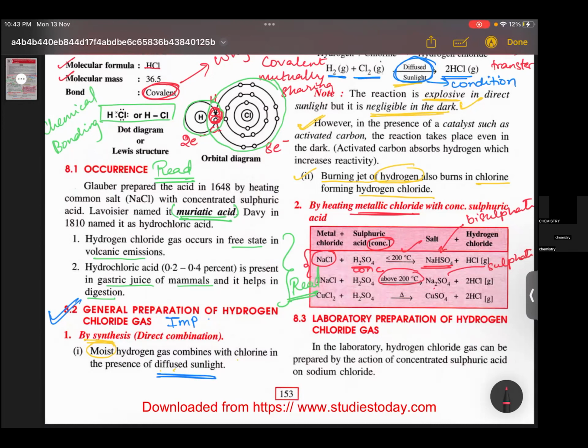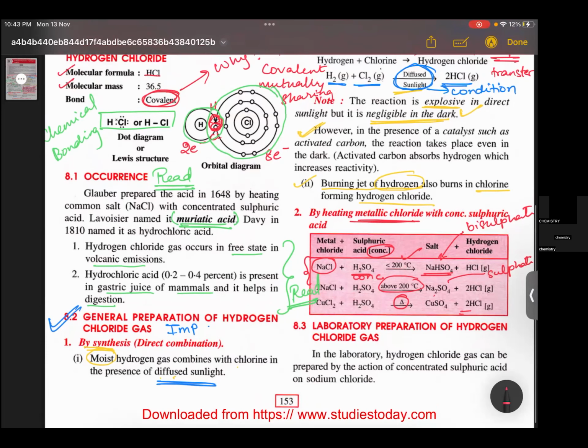If it's above 200, you get a sulfate. The next equation is with copper chloride. So copper chloride with hydrogen, with sulfuric acid in the presence of heat will give you CuSO4 plus HCl. Again, your balancing is important.